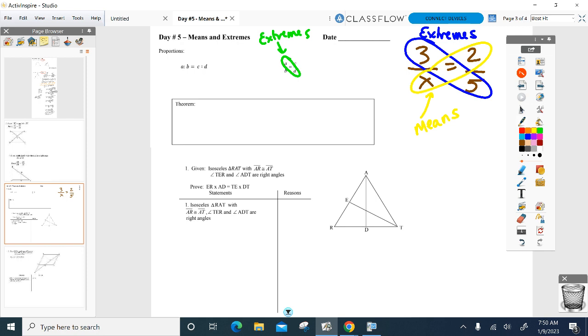I know this is really elementary schoolish, but I always remember the extremes because I'm going downhill, extreme downhill skiing. That's how I remember where the extremes are. And then over here, B and C, if you guys are taking your notes here, those are your means.